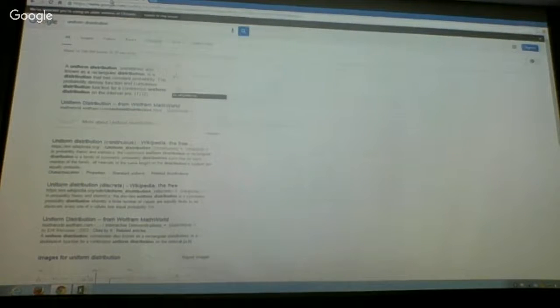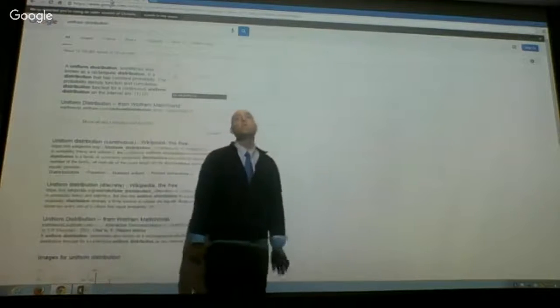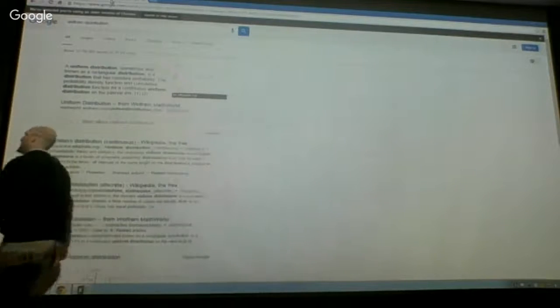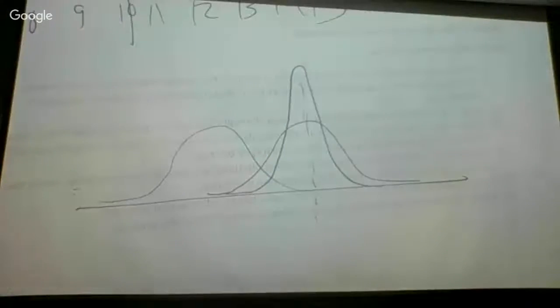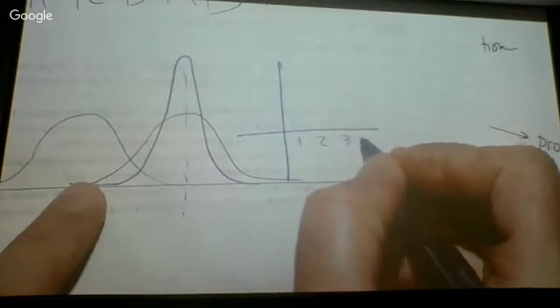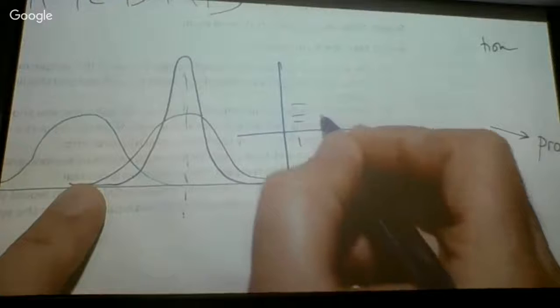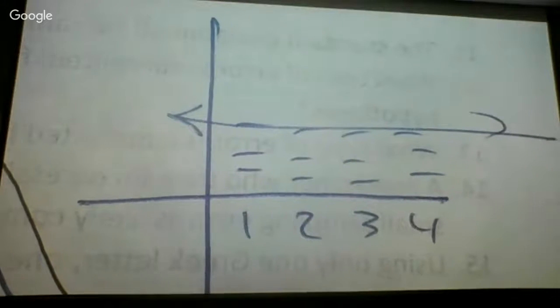But a uniform distribution is known as a rectangular distribution. It is a flat distribution. A uniform distribution is not normal. A uniform distribution would look more like this. It is flat. So that's 8.